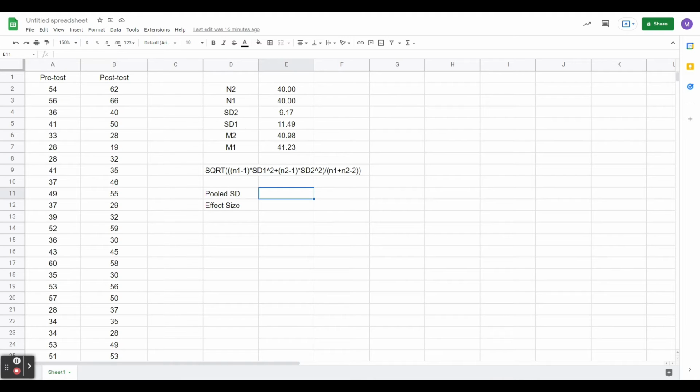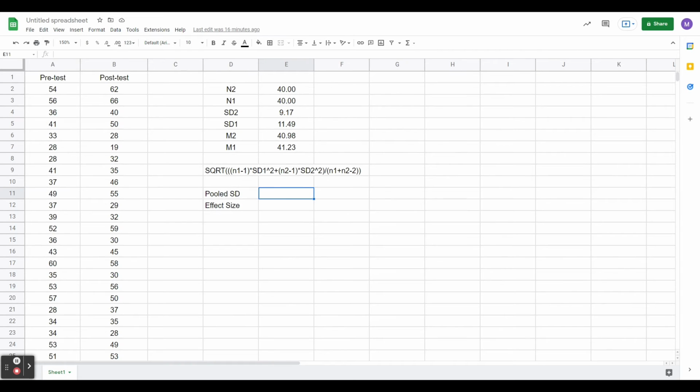For instructions on how to perform these calculations, please visit my website or YouTube channel where you can find videos dedicated to each function. For clarity, I have dropped the formula for calculating the pooled standard deviation in cell D9. I will replicate that formula now in cell E11.